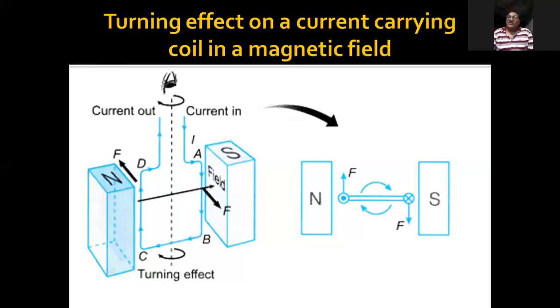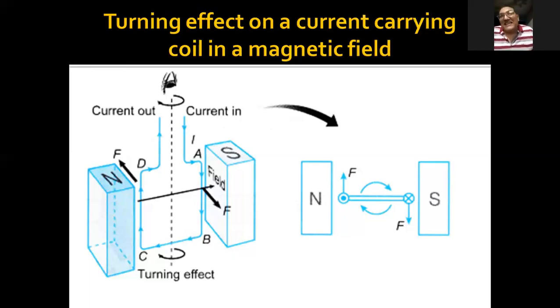I am interested in the CD side because CD is a current carrying conductor perpendicular to the magnetic field lines. I'm not interested in the BC. I'm not interested in the AD. Just forget that, okay? Because they are parallel to the magnetic field line. So we are not interested in that. We are basically interested in the AB and we are interested in the CD. Okay. Now look at the AB.